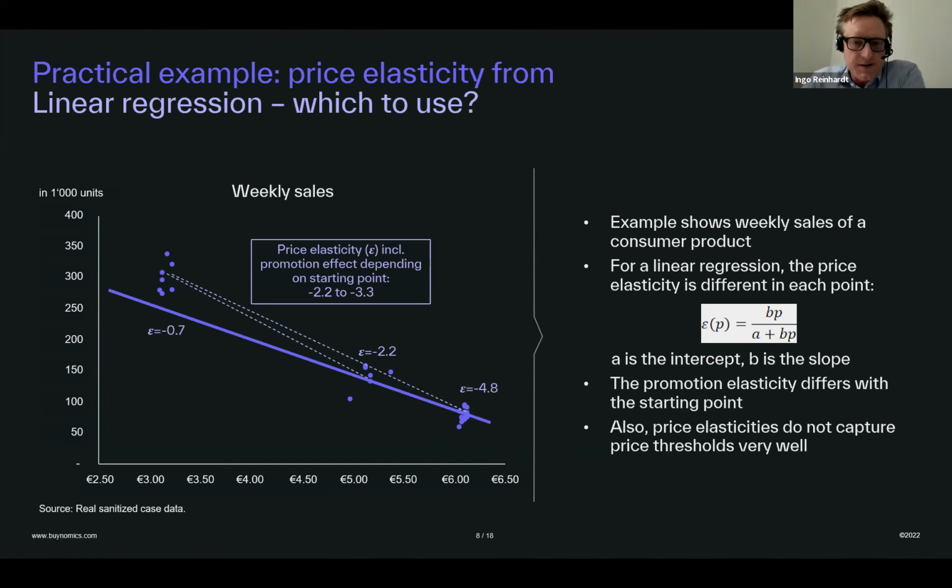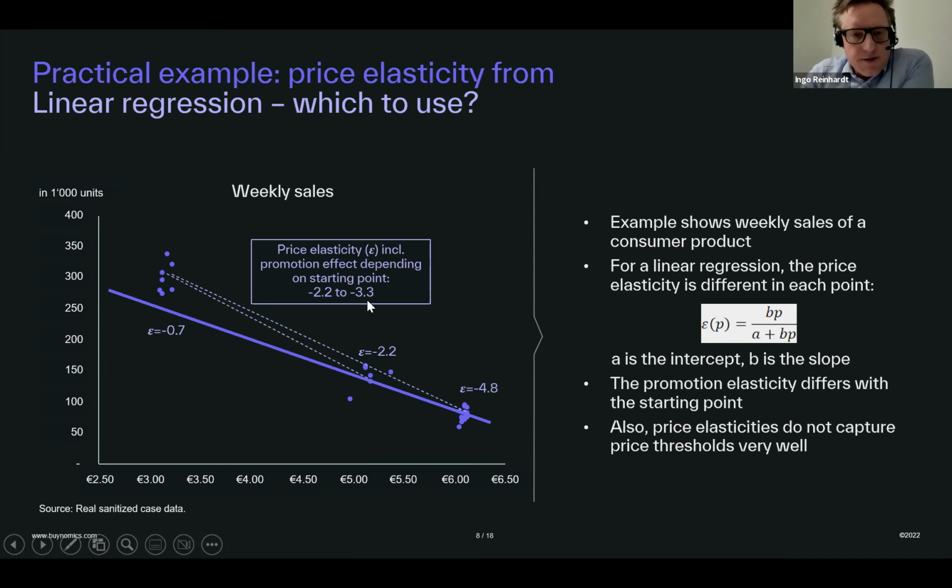We see in this simple example that it's hard to say the price elasticity of this product is X: minus 2.2, minus 2.8, 4.8. It really depends, and that's important, on what the current price is, and that's not just theoretical, that's very practical, right? If you go from 5 to 6, elasticity goes from 2.2 to 4.8, so quite an increase.